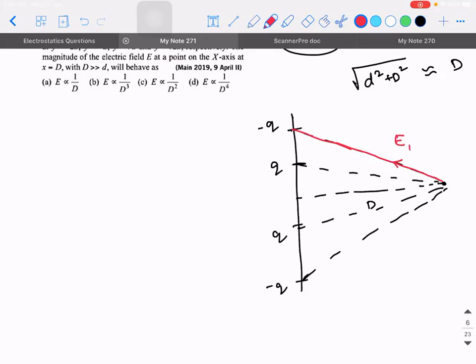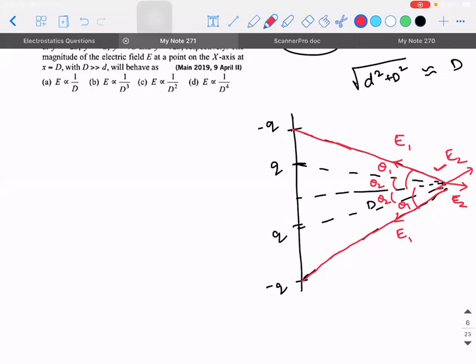Let me call it E1. Due to this negative charge also, the magnitude will be the same because they are symmetrically distributed. Due to the positive charge, the electric field will be away from it, which is E2. And due to this positive charge, it will be away from it, which is also E2. Now, for me to find the net electric field at this point, I need to resolve them into components. Whenever I speak about resolving, I need to introduce angles. So if I take this as theta1 because it is E1 that is involved, then this will be theta2 and this will also be theta2.